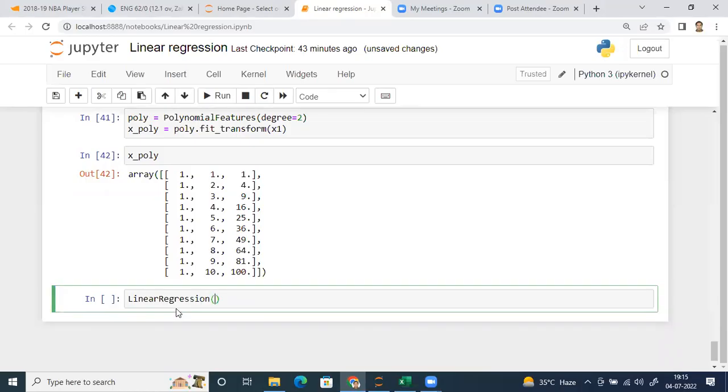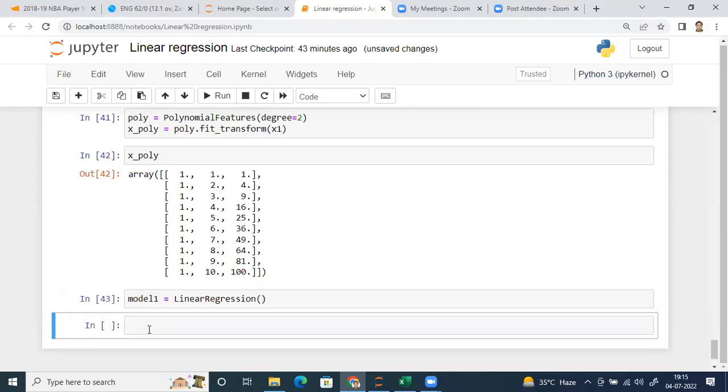Okay, and model name is model 1. Let's say model 1 equals linear regression, and I'm going to do fit on the same, model 1 dot fit. This time I will pass x poly and y1. Let me execute this. Done.